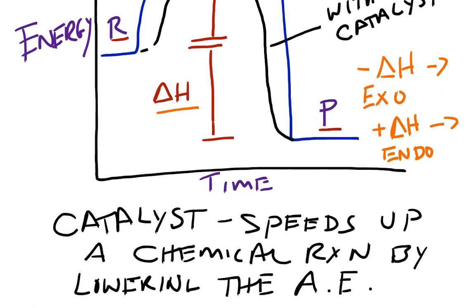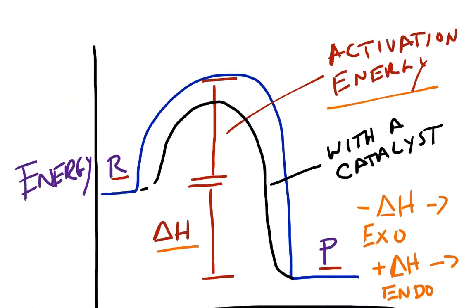A catalyst, we know, is something that speeds up a chemical reaction by lowering the activation energy. So in black, we have the same reaction, but just with a catalyst added. And therefore, it gets from the reactants to the products a lot faster. It still gets from the reactants to the products, the same starting and ending point, but it gets there in a different pathway. And the way it does that is by lowering the activation energy.